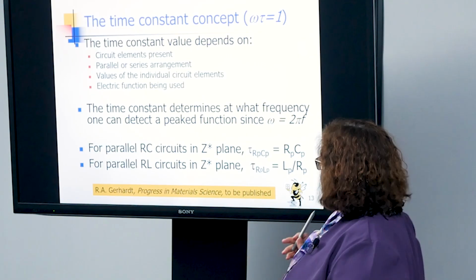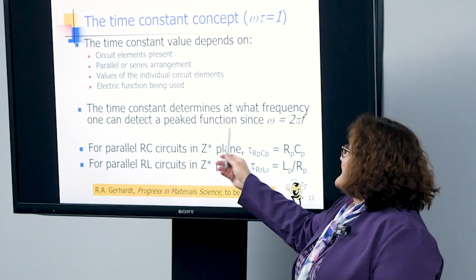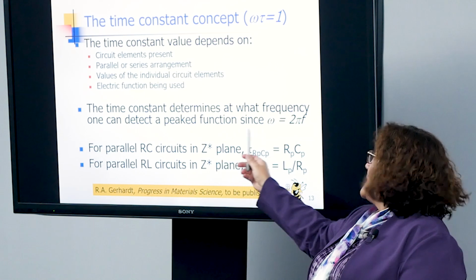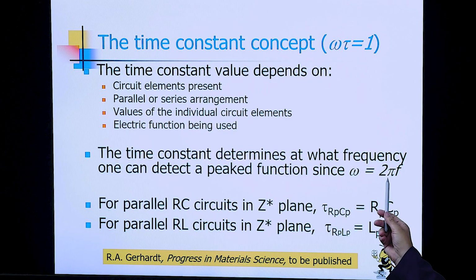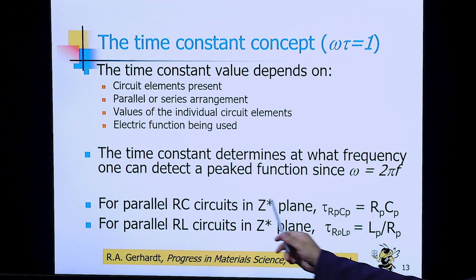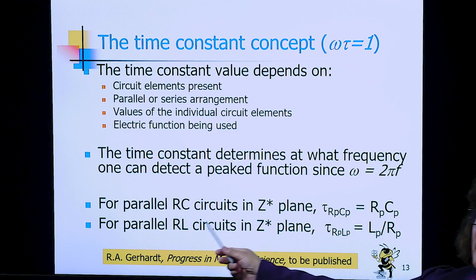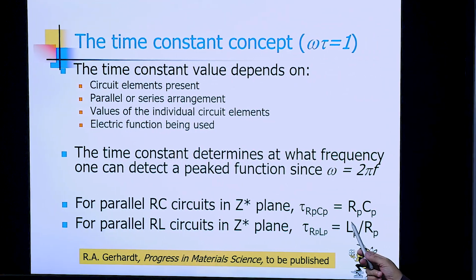So far, I've only talked about the impedance. The time constant determines at what frequency one can detect a peaked function, because omega is equal to 2 pi times f, and so f is the actual measurement frequency. So for parallel RC circuits in the complex impedance plane, the time constant is obtained by multiplying the resistor in parallel with the capacitor in parallel. For RL circuits, it is the ratio of the inductor in parallel divided by the resistor in parallel.